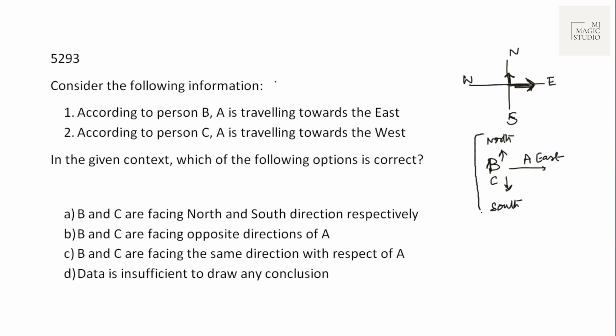In this given context, which of the following options is correct? I think both B and C are facing opposite to each other. B and C are facing north and south direction respectively. B and C are facing opposite direction of A, which is not true. B and C are facing the same direction as A, not true. Data is insufficient. No, we can draw a conclusion. B and C are facing north and south direction respectively. Option A should be the pick.